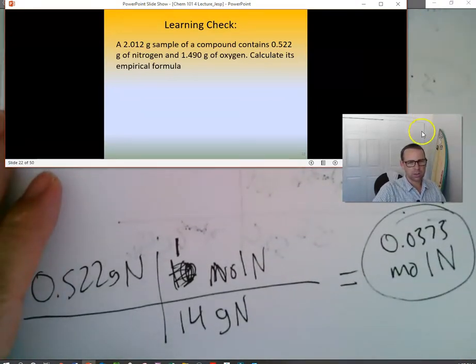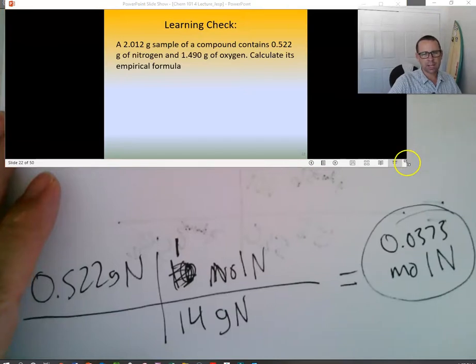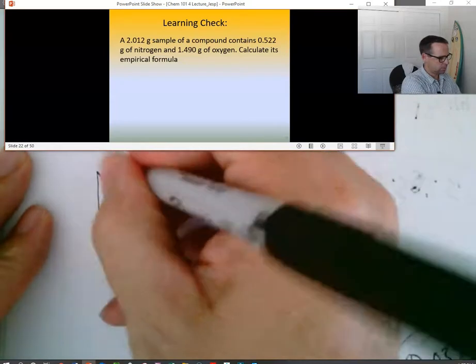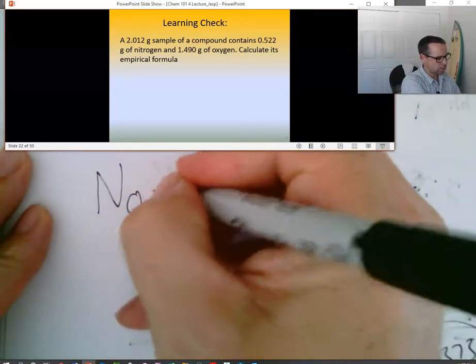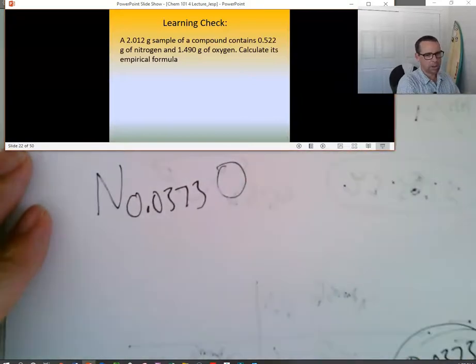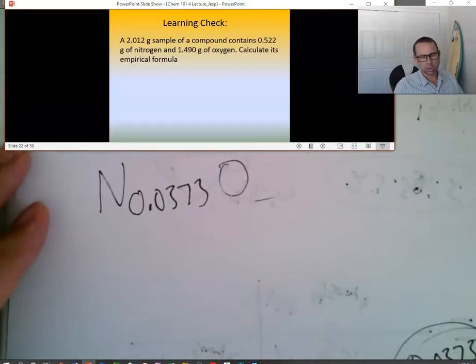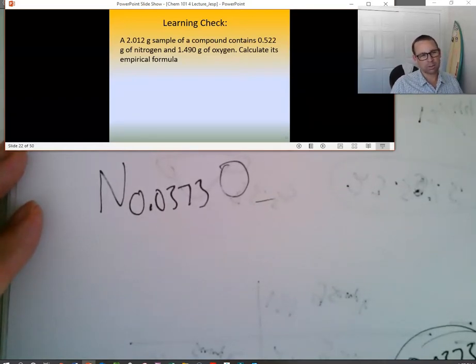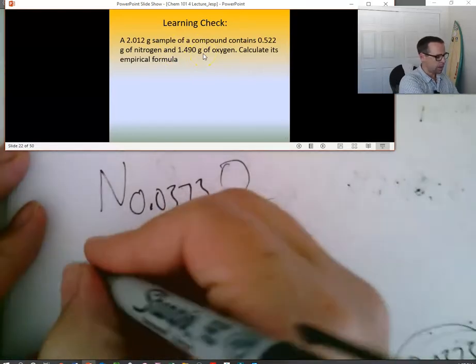Okay? So I can take that 0.0373 and use it as my moles in my empirical formula. Now I still need the Y here, but I can put the N there. Now it's not quite done because we want to have a whole number, right? But we get closer.